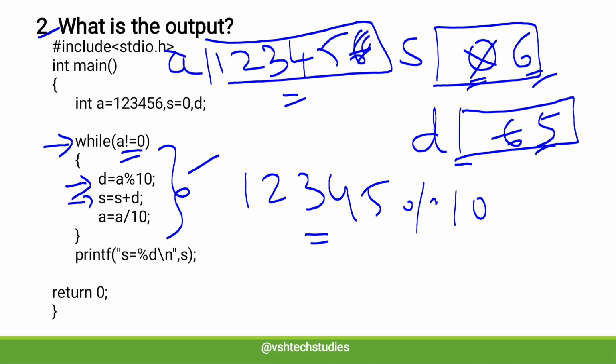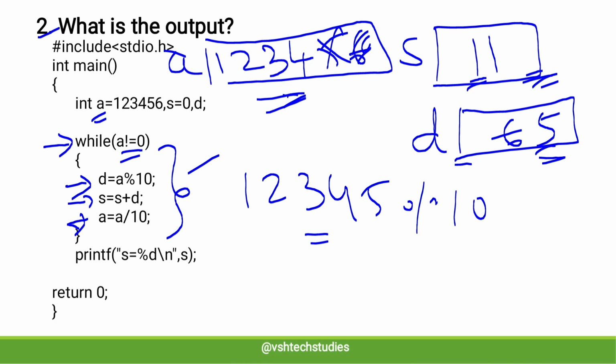The second statement, S equal to S plus D. So S equal to S, which is 6, plus D, meaning 5. 6 plus 5 is 11 and hence S is made 11. The third one, A equal to A divided by 10. So in A we have 1, 2, 3, 4, 5. Divided by 10 means 1, 2, 3, 4, point 5. 0.5 cannot be stored. Only 1, 2, 3, 4 is stored in A because A is integer type.